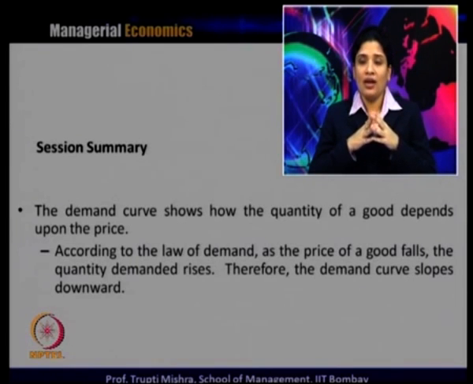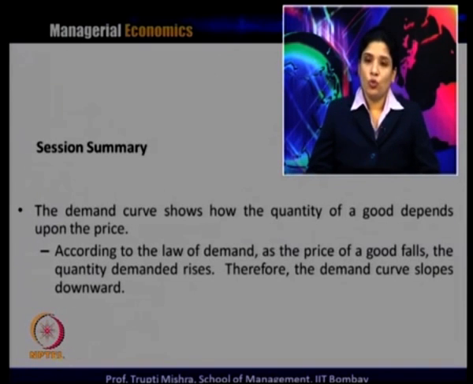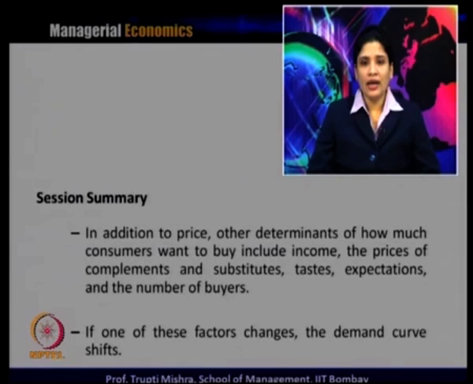According to the law of demand, when the price of a good decreases, the quantity demanded increases, and that is the reason the demand curve slopes downward. In other words, other things remaining constant, there is an inverse relationship between the price and quantity demanded. That is the reason the slope of the demand curve is negative.